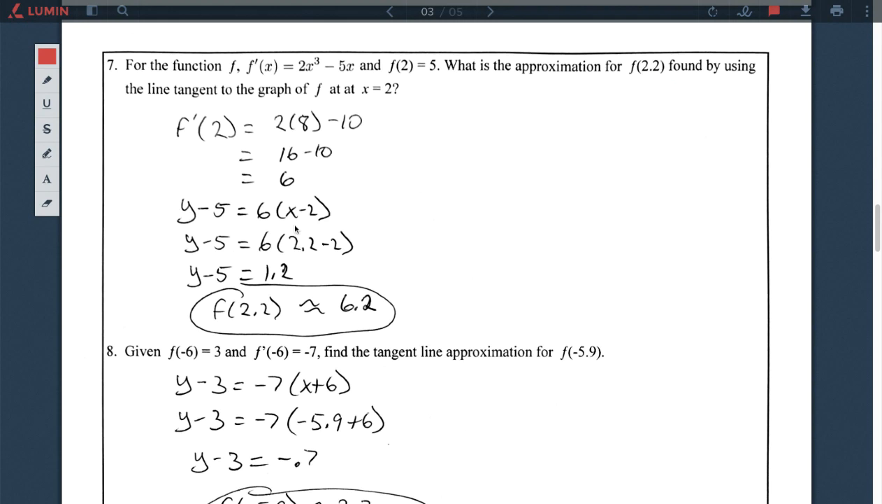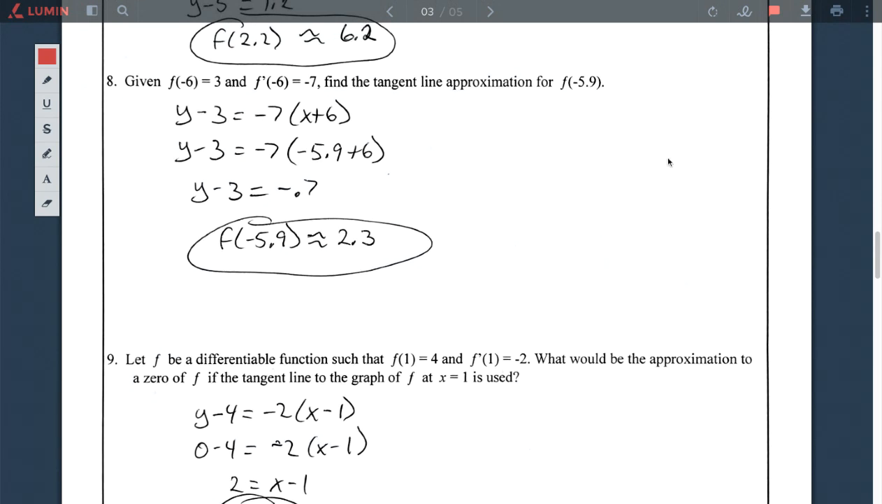So I plug 2.2 in for the x right here. So 2.2 minus 2 is 0.2. 0.2 times 6 is 1.2. I add the 5 over and I get 6.2. So f of 2.2 is approximately 6.2.